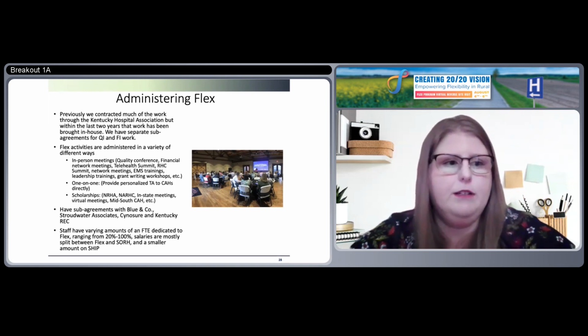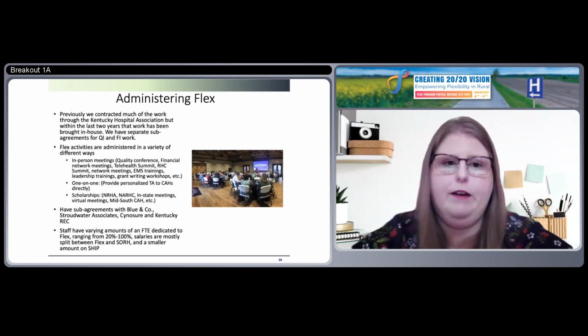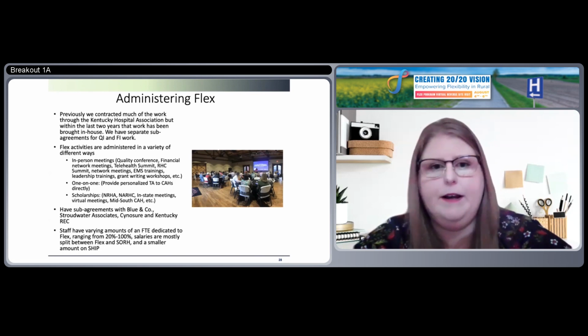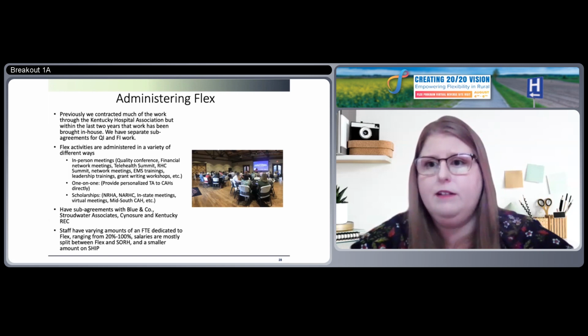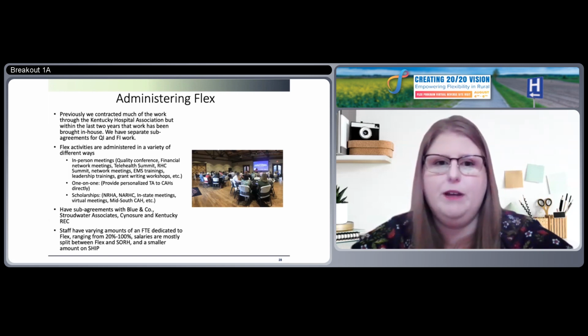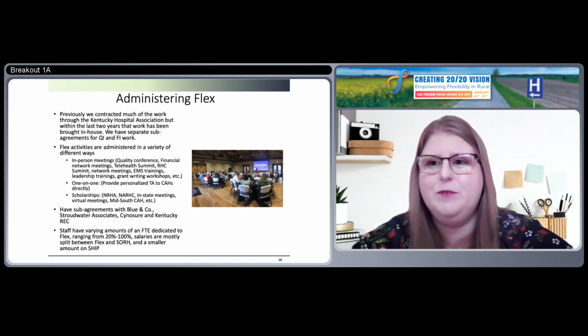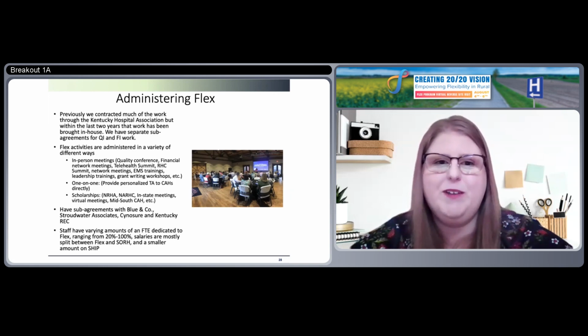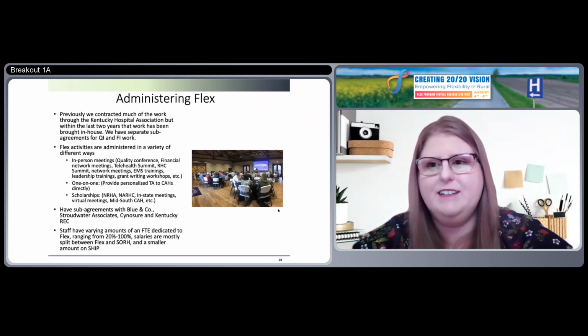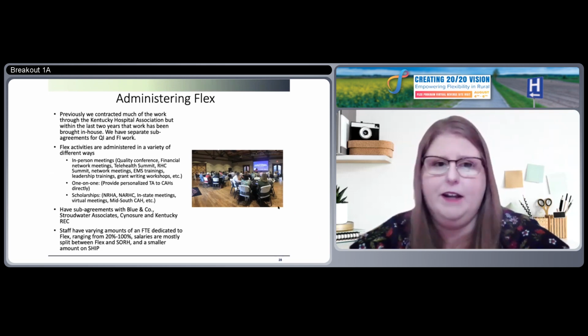So Flex activities, of course, are administered in different ways. We have in-person meetings. We do a quality conference, financial network meetings. We have a couple of summits, telehealth, RHC. We do network meetings. You can see there others, grant writing workshops, etc. That's definitely been a challenge in COVID times, not being able to carry out a lot of those activities. We had about half the year to do some of those, and we did quite a few, but we've had to rearrange things and get creative to carry out the rest of our work that we want to get done within this grant year.